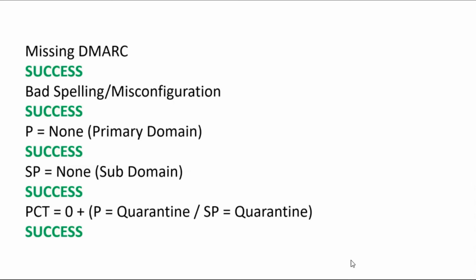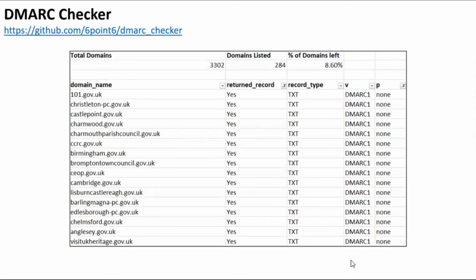So we built a tool called DMARC Checker. DMARC Checker, I think it processes like 500 domains a second. So I ran the top 1,000,000 domains through it. I wrote it in Rust. What it will do is go through and give you an indication of which domains are vulnerable.